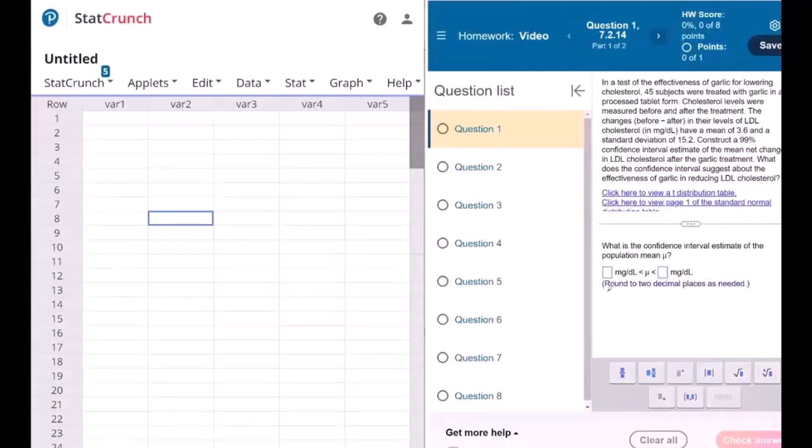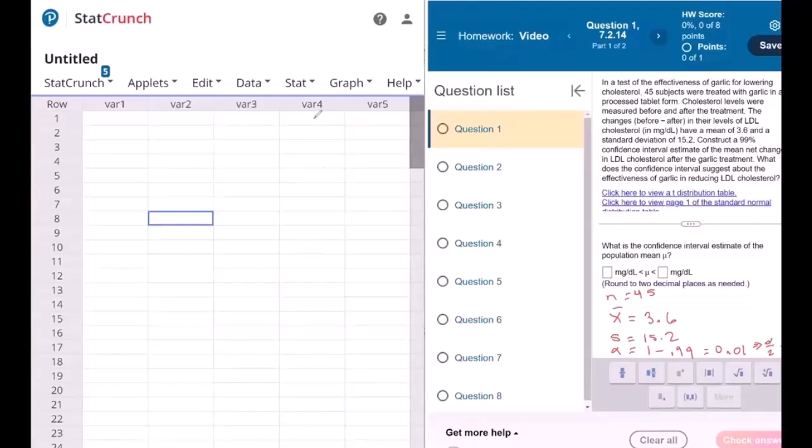In a test of the effectiveness of garlic for lowering cholesterol, 45 subjects were treated with garlic in a processed tablet form. Cholesterol levels were measured before and after the treatment. The changes before to after in their levels of LDL cholesterol have a mean of 3.6 and a standard deviation of 15.2. Construct a 99% confidence interval estimate of the mean net change in LDL cholesterol after the garlic treatment. What does the confidence interval suggest about the effectiveness of garlic?